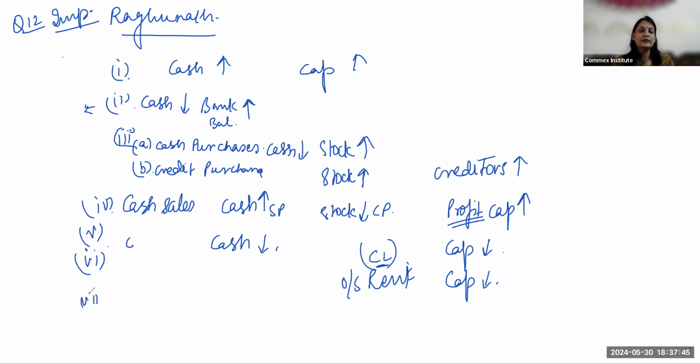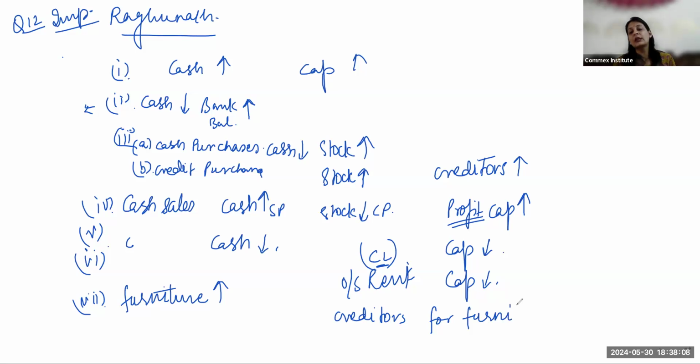Then the seventh transaction, bought furniture on credit. So you're getting an asset. So furniture will increase. A new asset column will be created. And creditors for furniture, a new liability, will be created.